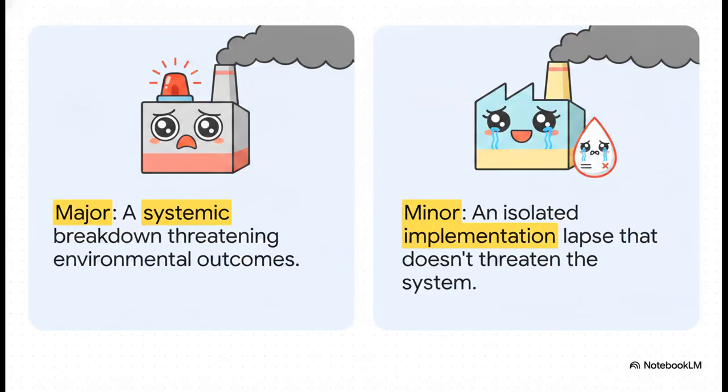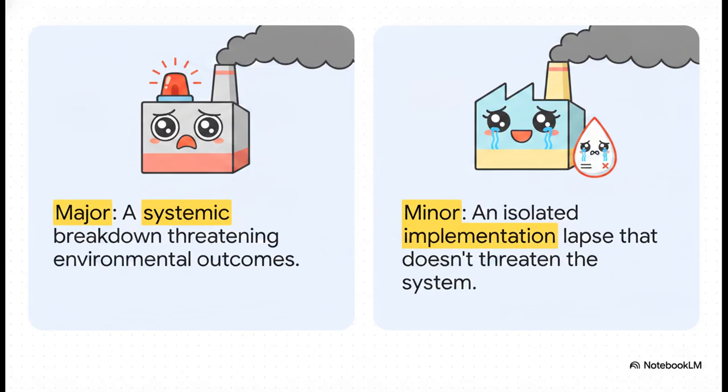So what happens when that objective evidence we just talked about actually reveals a gap? When the reality on the floor just doesn't match the standard's requirements, the auditor has to accurately evaluate its systemic significance. And this brings us to a really critical distinction: major versus minor nonconformances. A major nonconformance is a total systemic breakdown. It's a failure that directly threatens environmental outcomes, legal compliance, or the core functionality of the management system itself.